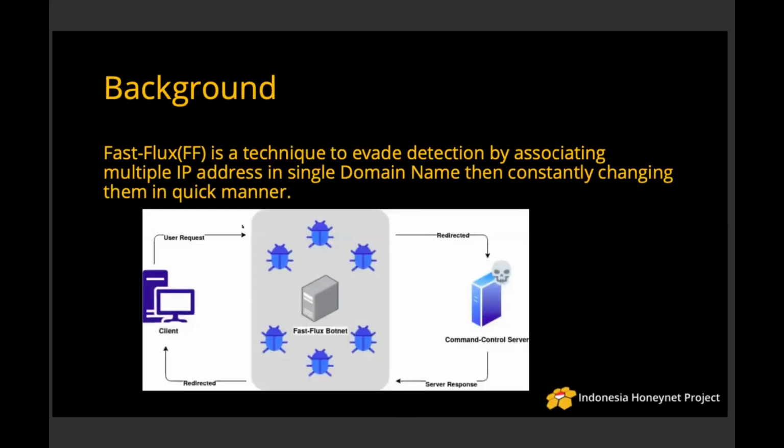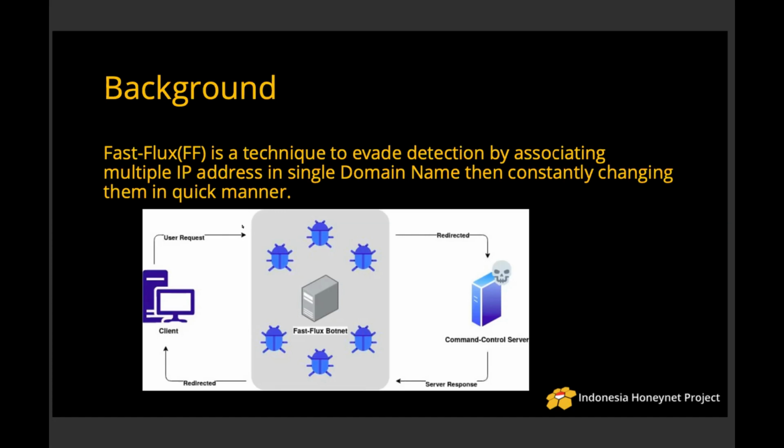If I want to explain fast flux, I will do it this way. It's not an expensive technique. Just consider it as a technique to evade detection. It is used to evade detection from ISPs by associating multiple IP addresses with a single domain name, and then constantly changing them in a quick manner. The architecture can be depicted in the figure below in my presentation.